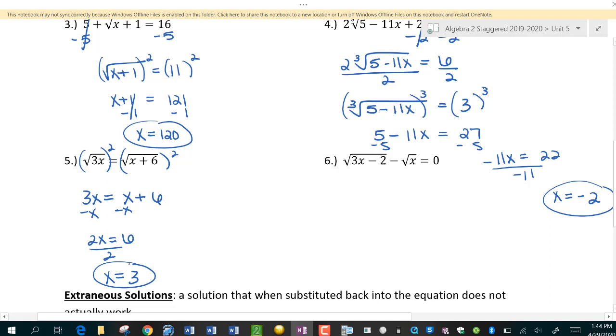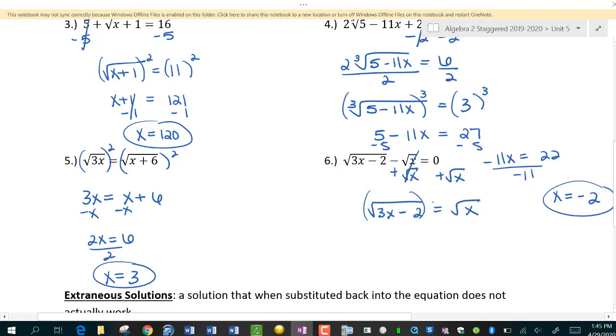Now, number 6 looks a lot more complicated, but it's really not. My first goal is just to make sure it looks like number 5. So I want to actually add the square root of x to both sides so that I have one radical on both sides of the equation. So I get the square root of 3x minus 2 equals the square root of x.